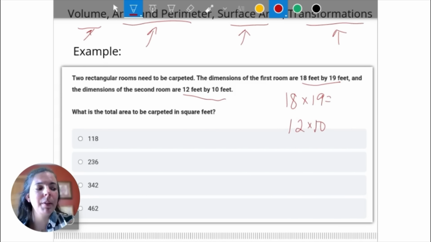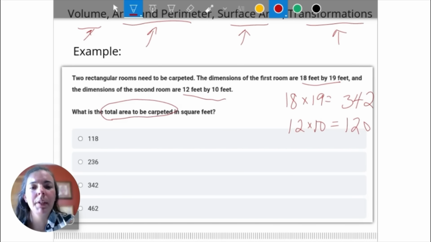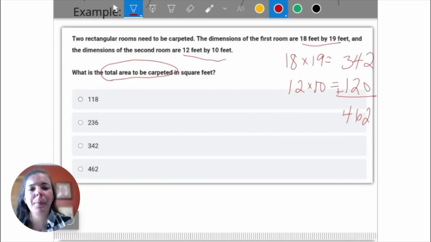So I'm going to go ahead and plug this in. 18 times 19, I get 342. 12 times 10, I get 120. Now the total area to be carpeted, I'm going to add these together. So 462 looks like my total area.